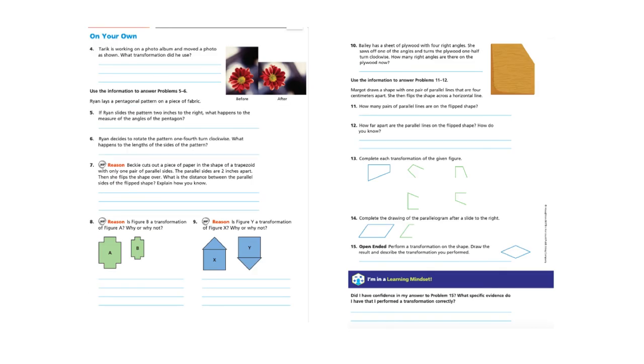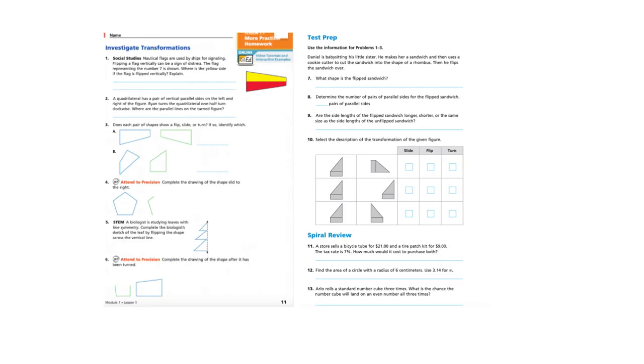So once you've done the check understanding and you feel confident that you understand what you're doing, what is a transformation, what's happening here, this page, these next 2 pages are the on your own section. And this is just practice with what you've been learning. So go ahead and do these on your own. And then this next section, the more practice homework, it's similar to the on your own that was just on the last 2 pages. So if you feel like you need more practice or you just want to do more, go ahead and do this page, the more practice homework.